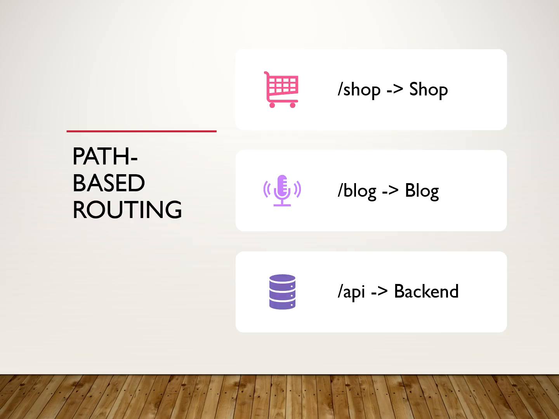We'll look at the path routing. How does the routing happen? Let's say your website is example.com, and then we have different paths that can point to different services, like a shop which goes to the shop service, or a blog that will go to the blog service, or an API for going to the back end, etc.